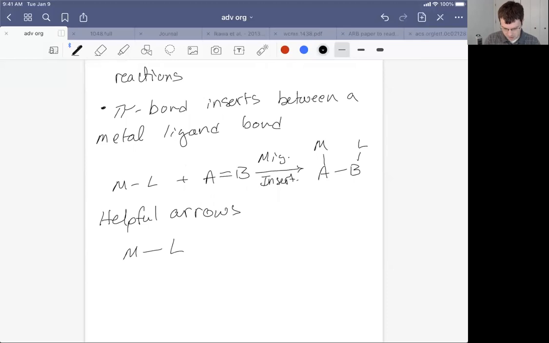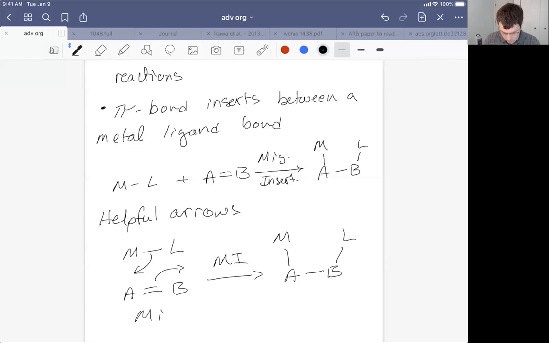Anyway, metal bonded to ligand, A is positioned over A double bonded to B. And then we just do two arrows moving in either direction to show the breaking of the double bond to make only a single bond between A and B. Single bond between A and B. And now each of B and A are singly bonded to a metal center. This allows for the conservation of the number of metals. And again, I'm going to call this our MI, or migratory insertion.